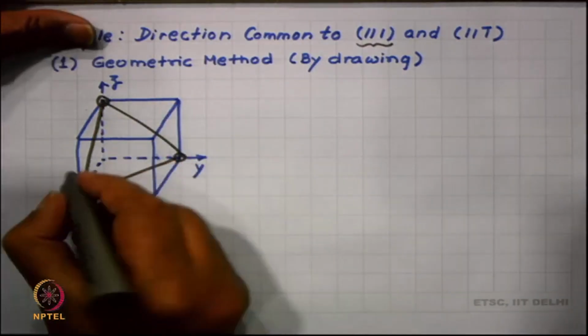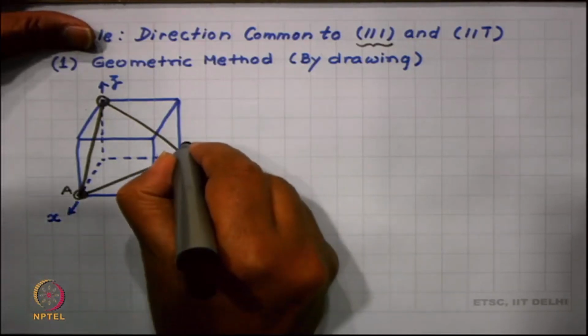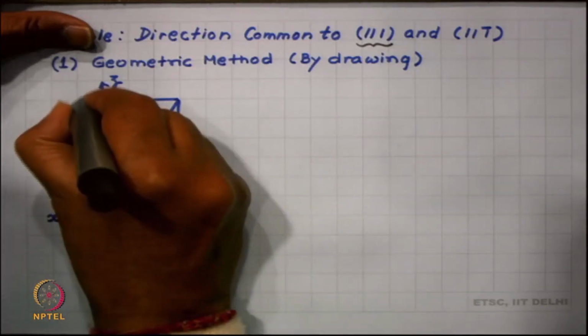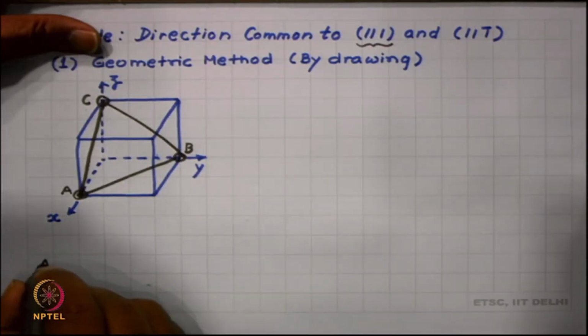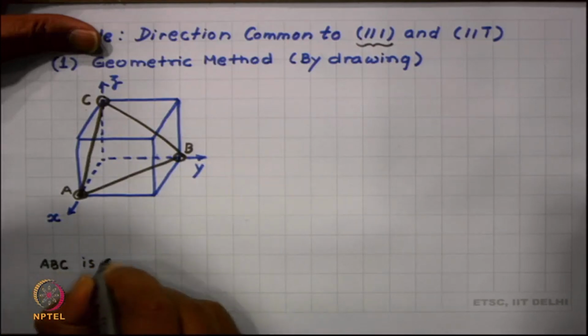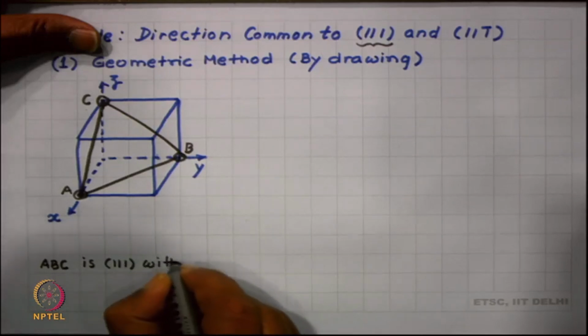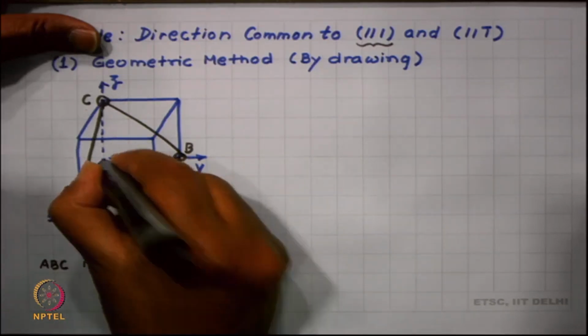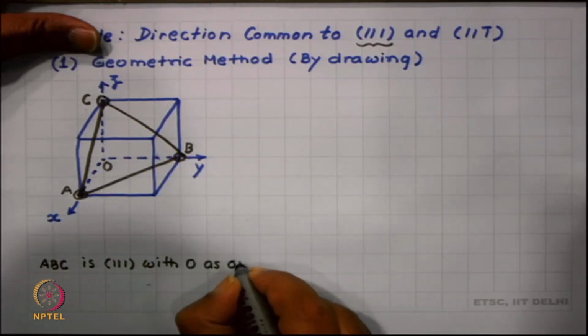So, if I call this A, call this B and call this point C, then I can write that ABC is 1 1 1, with, let me take that origin O, with O as origin.